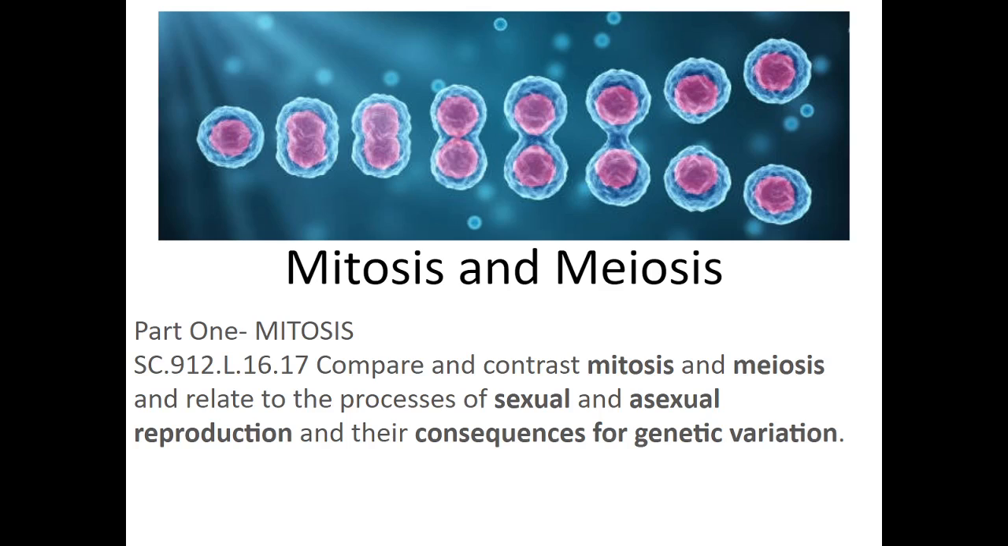The Sunshine State Standard that goes with this, there's actually two. We're going to copy this one through all three, but I'm going to add one in the middle. This one is L.16.17: compare and contrast mitosis and meiosis and relate to the process of sexual and asexual reproduction and their consequences for genetic variation. And so the goal here is to understand why we go through mitosis, why we go through meiosis, what's the difference, and what do they produce.